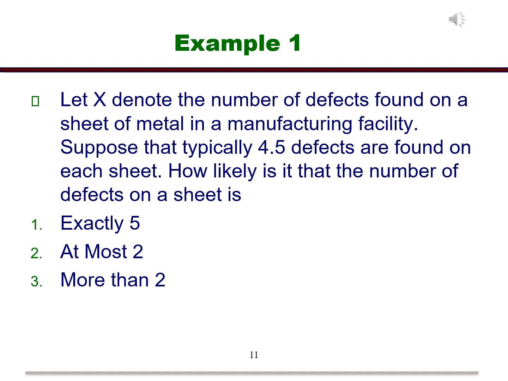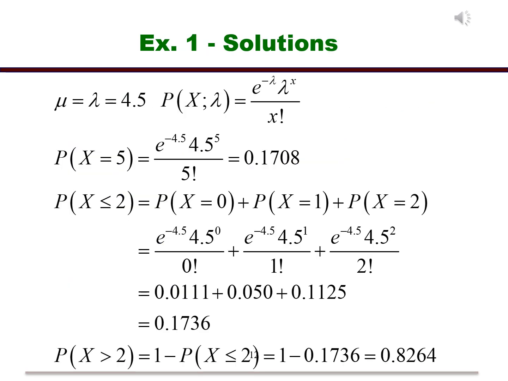Example 1 is a problem in which we have a random variable that represents the number of defects found on a sheet of metal in a manufacturing facility. We know that typically we get 4.5 defects on each sheet. We need to find the probabilities for each situation. Here are the solutions. You should make sure that you can replicate these and all of the results for the examples in the notes. Anytime a problem uses the term typical or expected, that is an indication that this value is the mean.